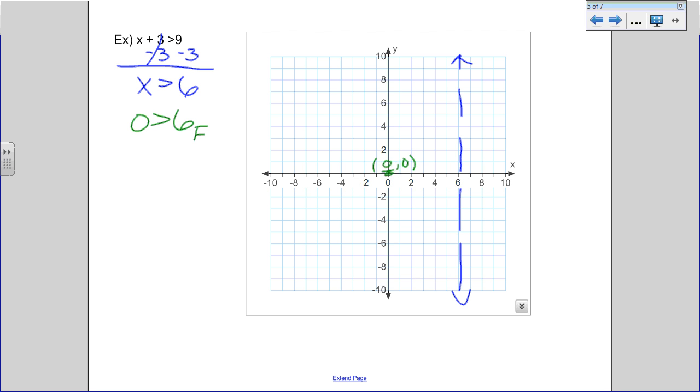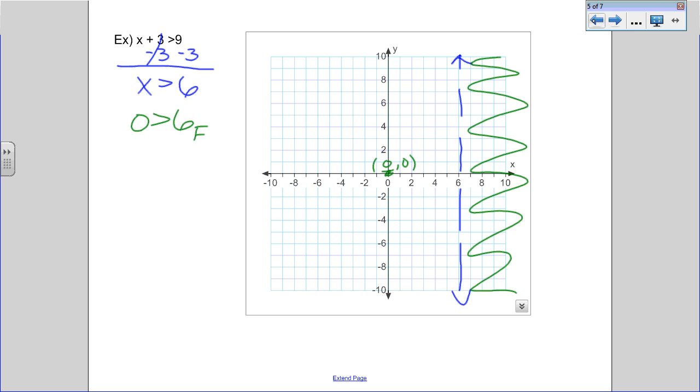Do we need to put that up? No, you don't have to. But because 0, 0 is false, I have to shade on the other side. Now, ladies and gentlemen, how many of you already knew which direction you were going to shade? Is the inequality pointing you? Good job.